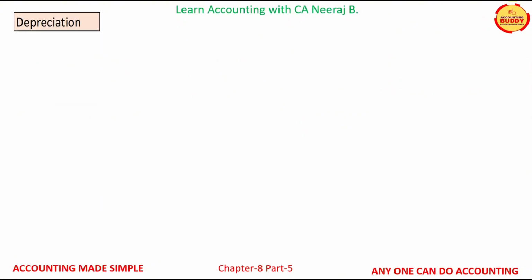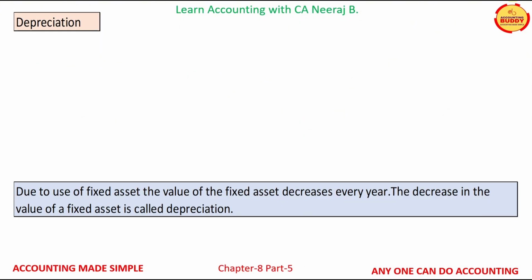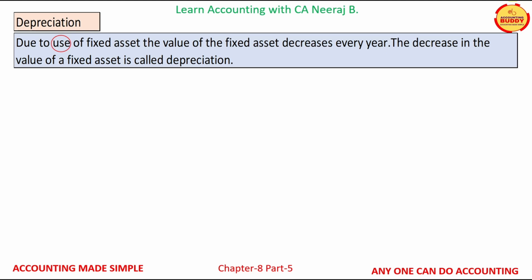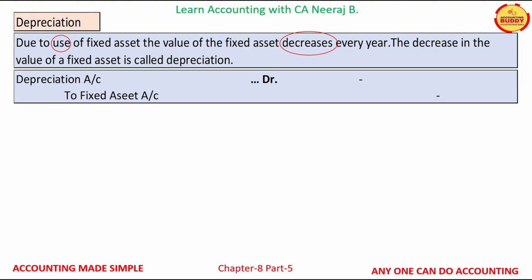Depreciation is another adjustment journal entry which is passed. Due to use of a fixed asset, the value of the fixed asset decreases every year. Decrease in the value of the fixed asset is called depreciation. The journal entry for depreciation is recorded as displayed on your screens. Debit the depreciation account and credit the fixed assets.